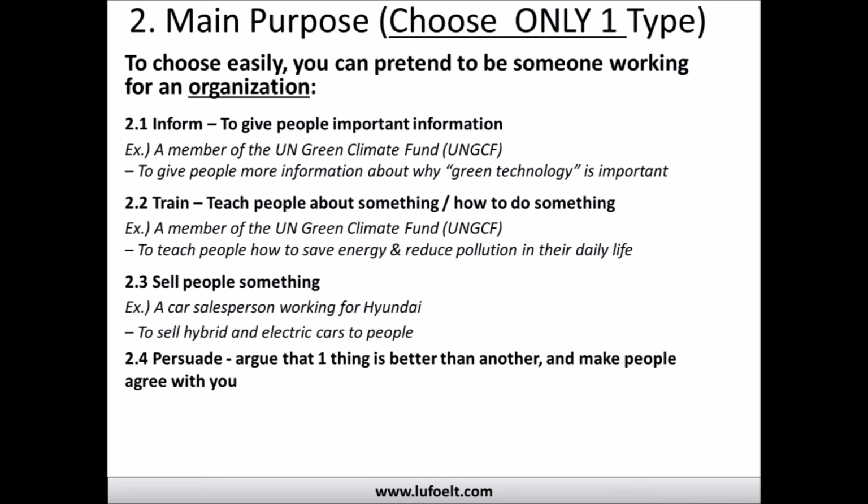Okay, let's take a look at another purpose, to sell people something. Now let's say that I'm a car salesperson working for Hyundai, which is a major car manufacturer from Korea. And let's say that my objective here is to sell hybrid and electric cars to people. So it's a similar topic about green technology, but now my job is to inform people about my company's product and to try to get them to buy.